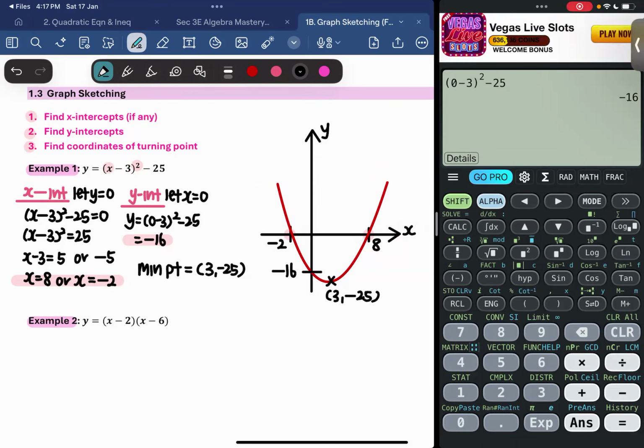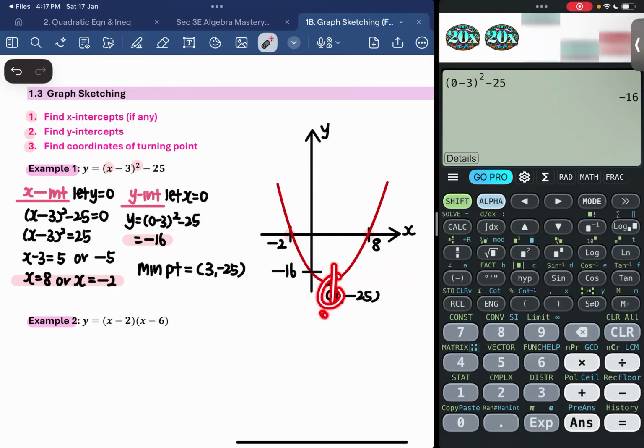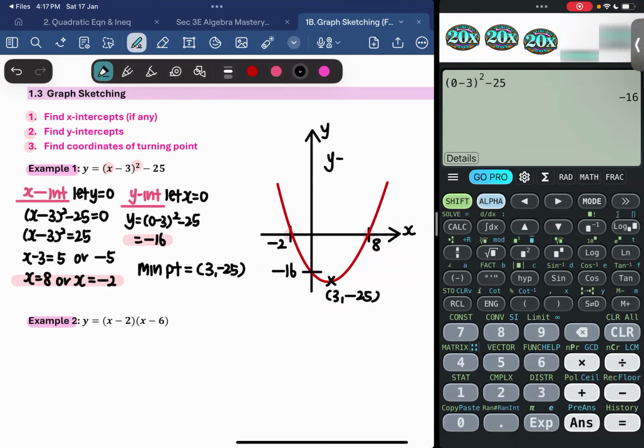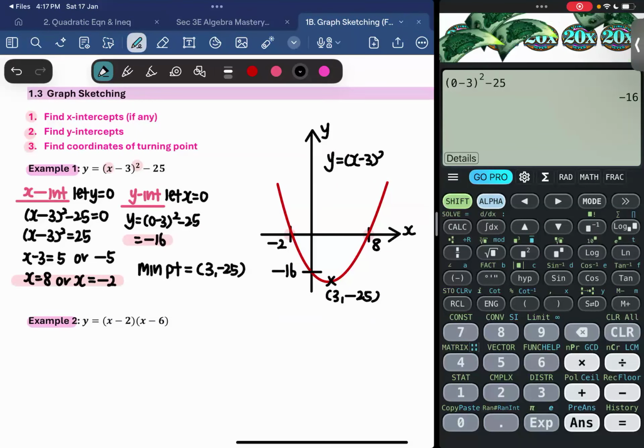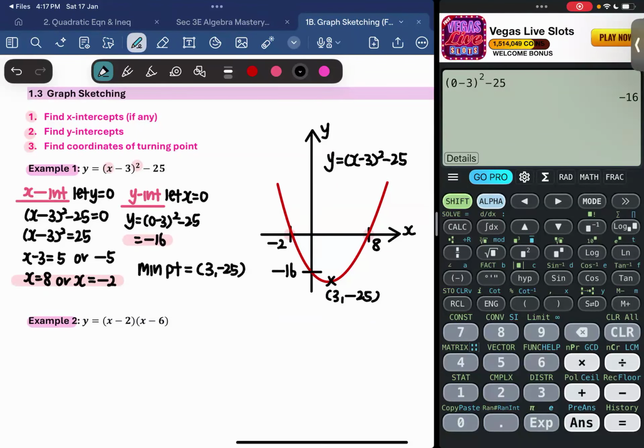So just do a quick check for your turning point's position. Positive 3 for x seems like it. Negative 25, way lower than negative 16. So this is how you sketch your graph. Then most importantly, don't forget, go and label your graph. Some teachers are very particular, so have that good habit from here.